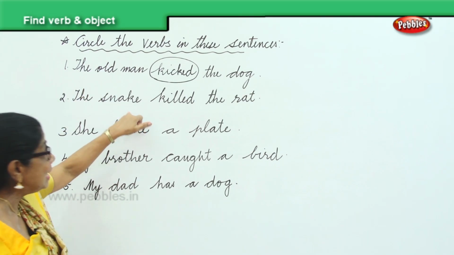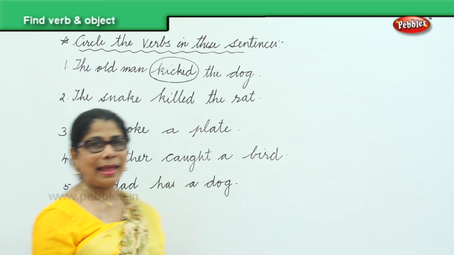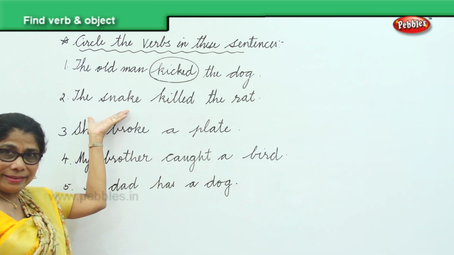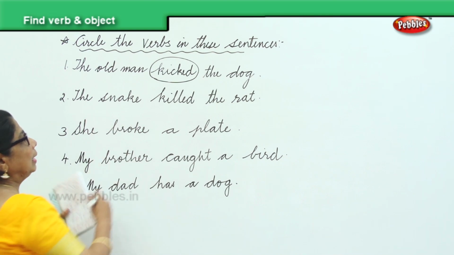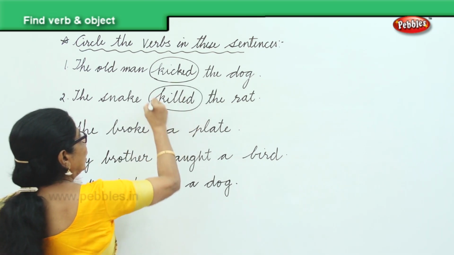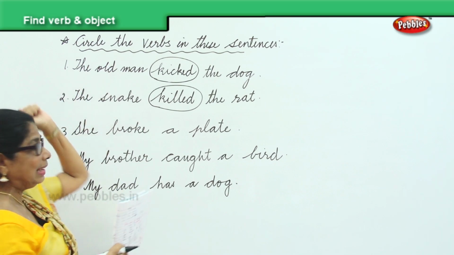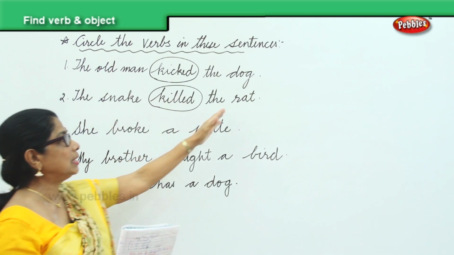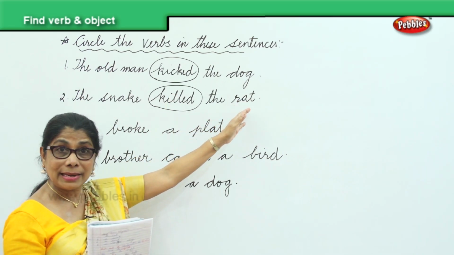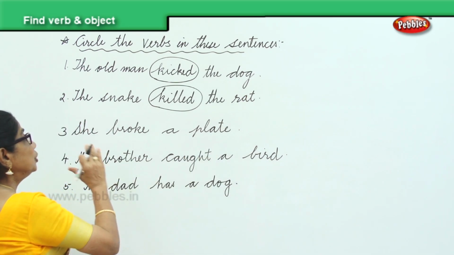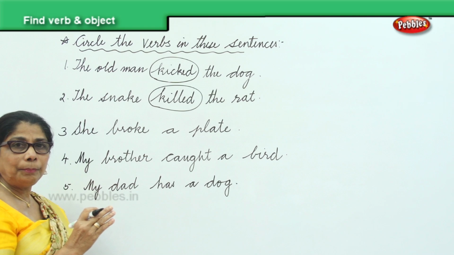The snake killed the rat. What is snake? The subject. What did the snake do? Killed. That's the verb, the action. What action is the subject doing? The snake killed. What is the object here? The object that the snake killed is the rat. Got it? Okay.